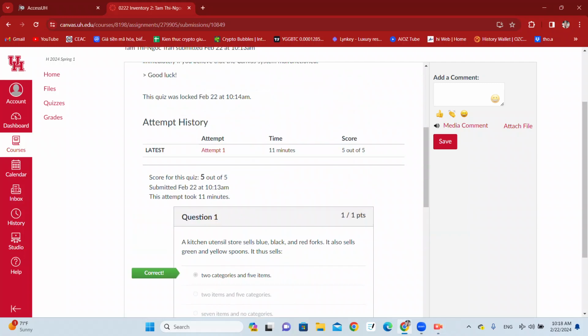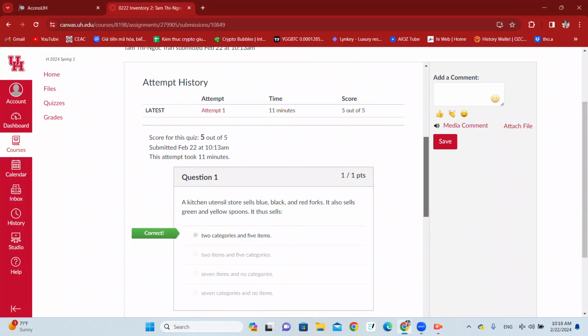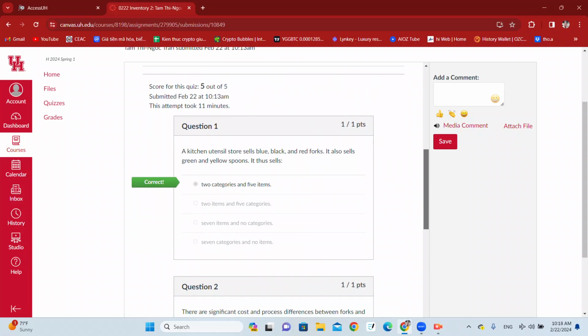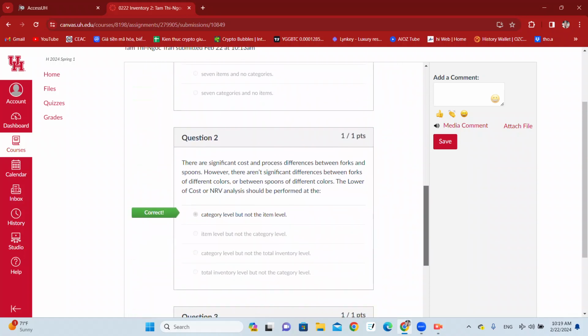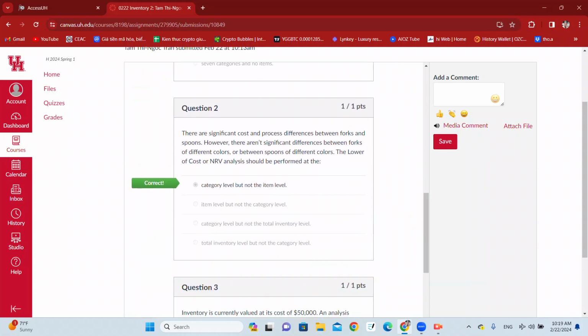And 5 items. If the significant differences in the product itself are happening at the fork and spoon level, that would be the category level. It's not happening at the color level, so it's not happening at the item level. First choice is the right one for the second question.